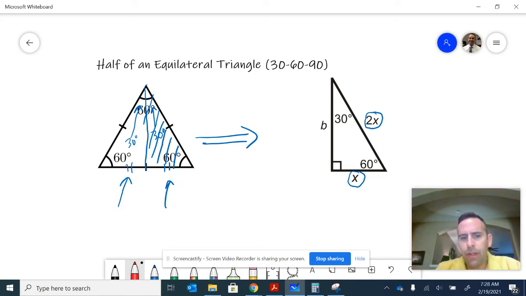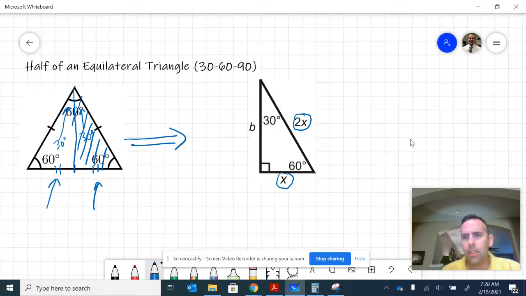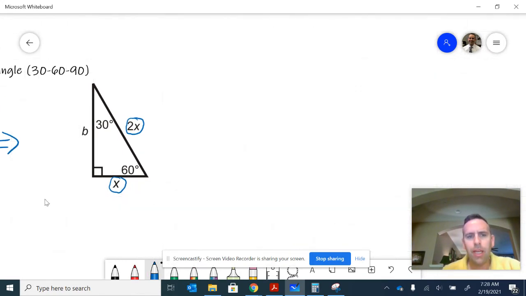The thing that we have to figure out is what is going on with b. What is the length of the larger leg? So we're going to examine that by using the Pythagorean theorem. The Pythagorean theorem would state that the square of x plus the square of b, again, the square of the two legs, is equivalent to the square of the hypotenuse.